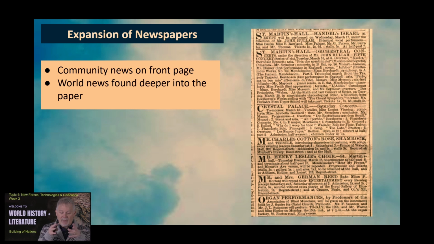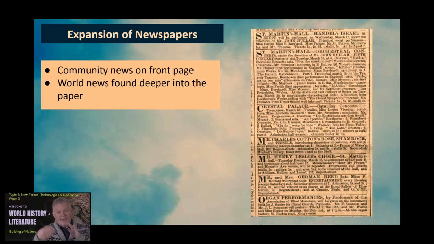You could just blow up part of this. This is a different newspaper a little bit later, but this is basically the same kind of thing that's going on. It's community news. That front page is all the stuff that's happening locally or within the nation. You can see here you got St. Martin's Hall Orchestra is holding a couple of concerts. The Crystal Palace has a concert with different singers, and it encourages people to come. There's a choir. There's just different activities. It reads more like the entertainment page than it does the front page of our modern newspaper.